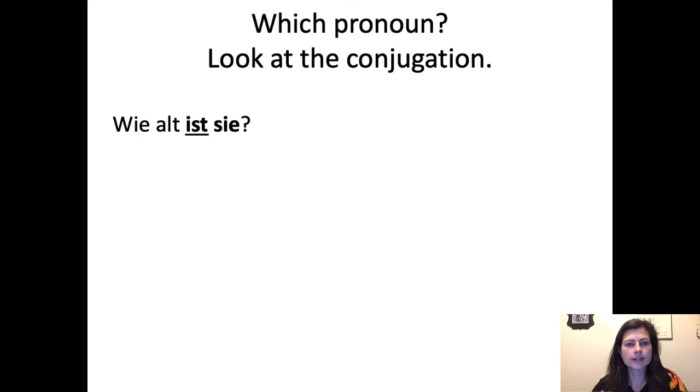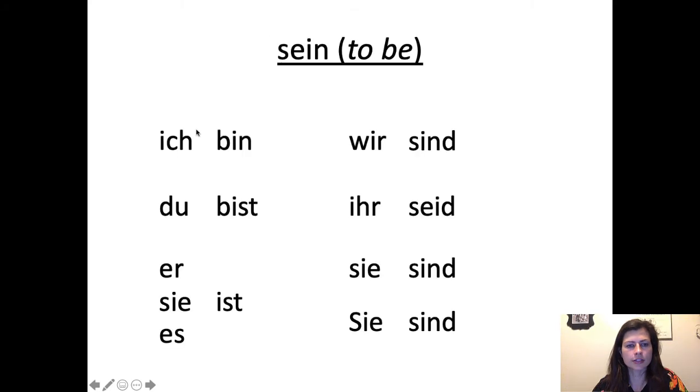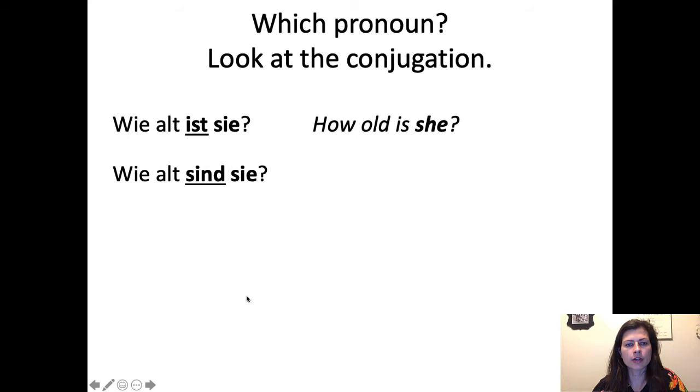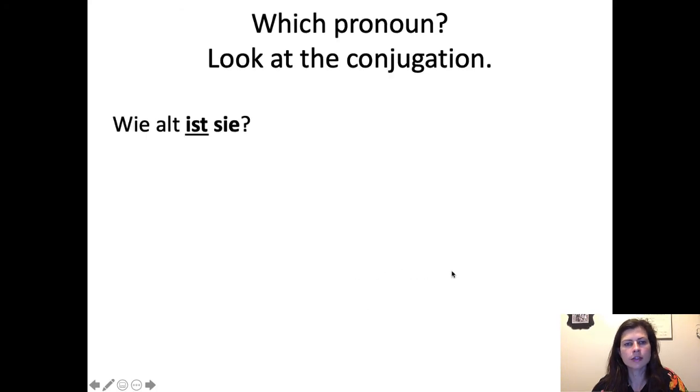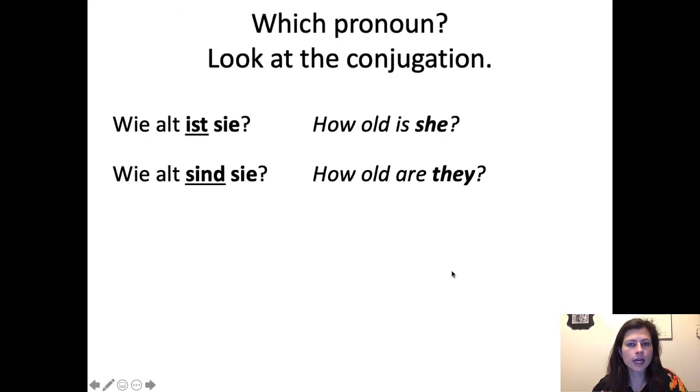Wie alt ist sie? How old is she, right? We know that it can't be how old are they or how old are you because of the word ist. Sie ist. That's how you conjugate sie ist. If it were how old are they, it would be wie alt sind sie. That's conjugation. Sie sind, they are. Sie sind, wie alt sind sie, how old are they?